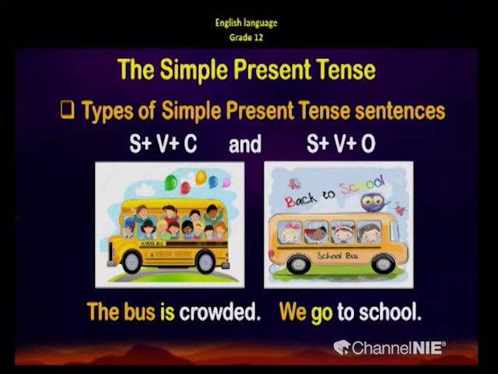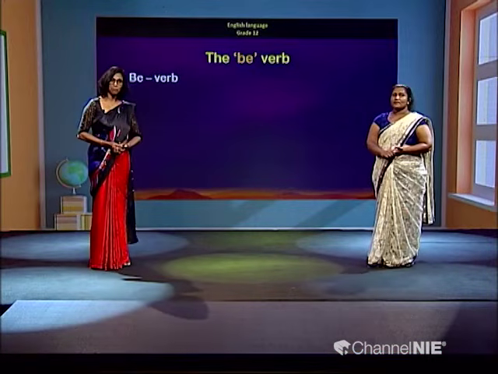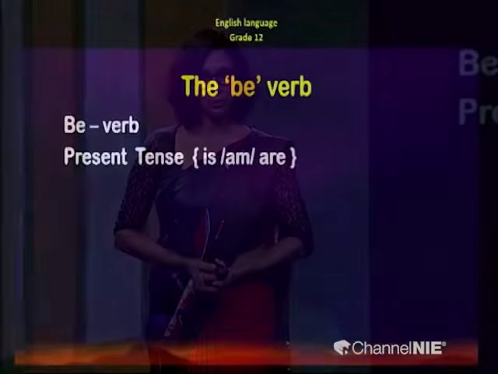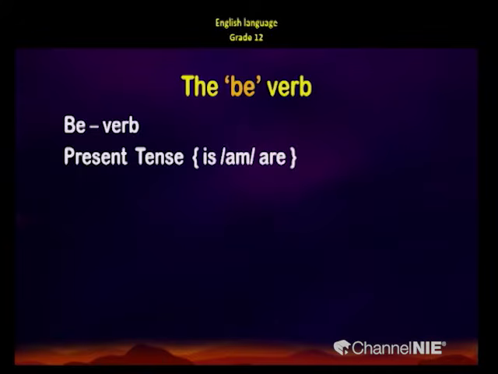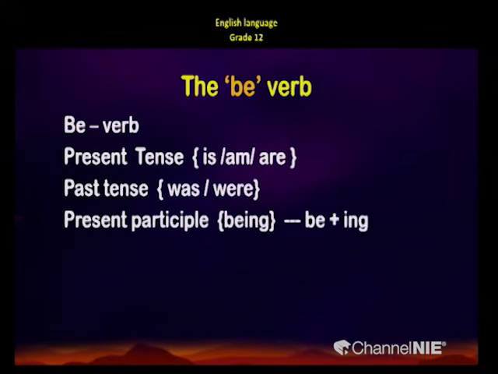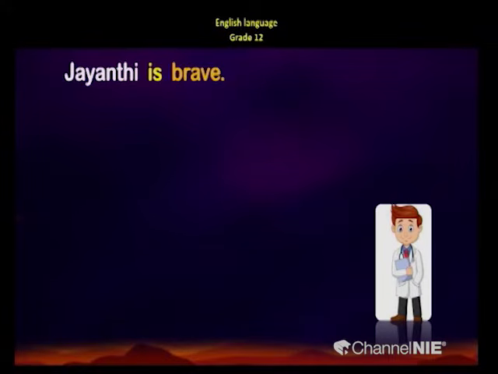We go to school. Now we are going to learn about the be verb. Be verb is another form of verb we use in sentences. Just like we form present tense of other verbs, we can use present tense of be verb as is, am, are. Next, we can have past tense was, were. The third form, present participle, being, you can do that adding ing to the verb be. Past participle be. Right, let's move on to the next slide to show some examples.